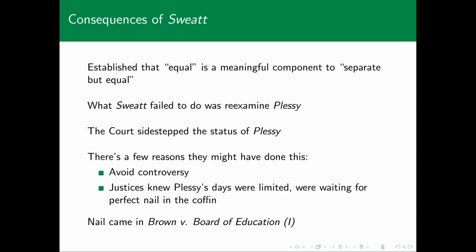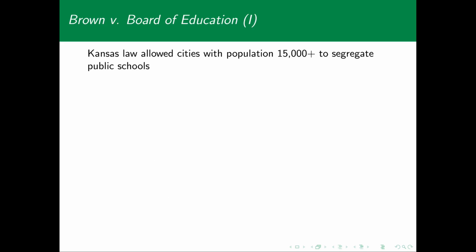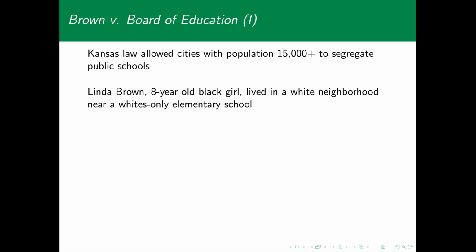So Kansas had a law that allowed cities with populations of 15,000 or more to segregate their public schools. Smaller cities couldn't, just as a sort of feasibility issue. Linda Brown was an 8-year-old black girl. She lived in an all-white neighborhood and lived very near a whites-only elementary school. She had to go past the all-white elementary school to go to the all-black school. Her father sued the district on equal protection grounds, saying this is unconstitutional.